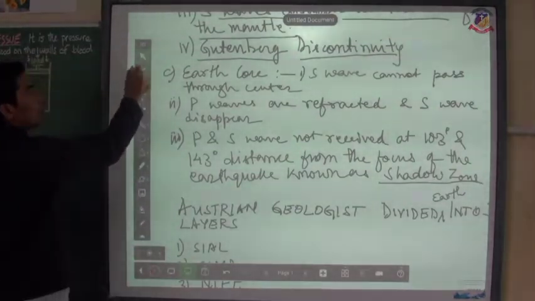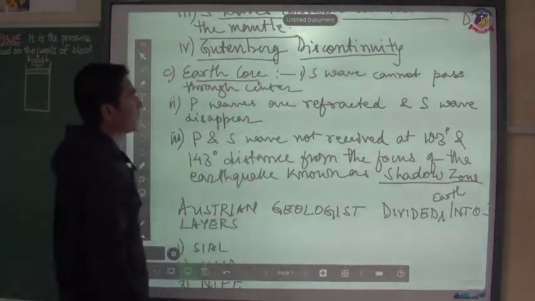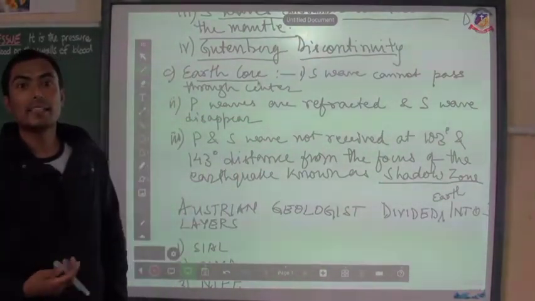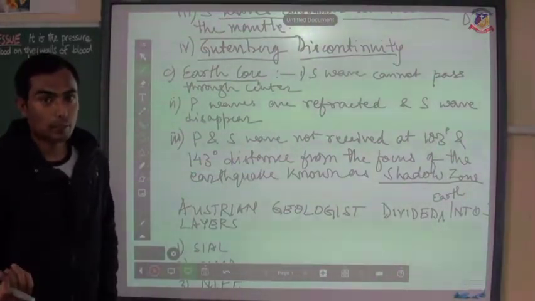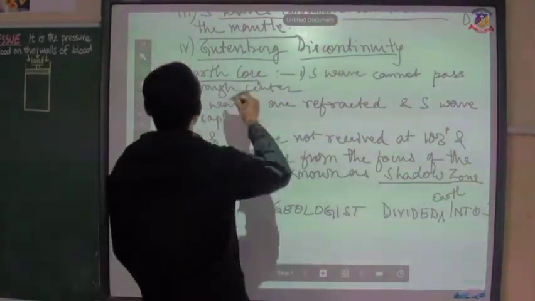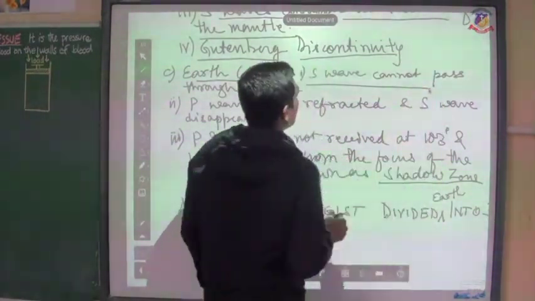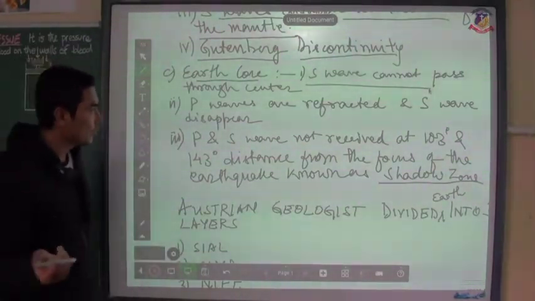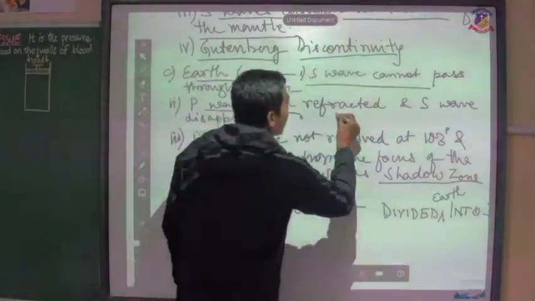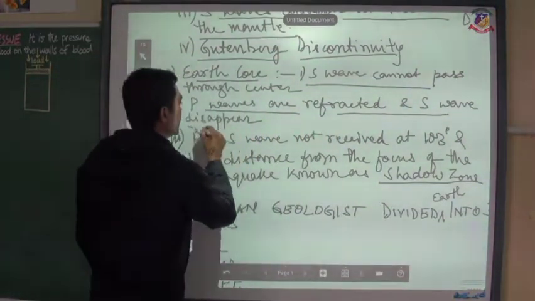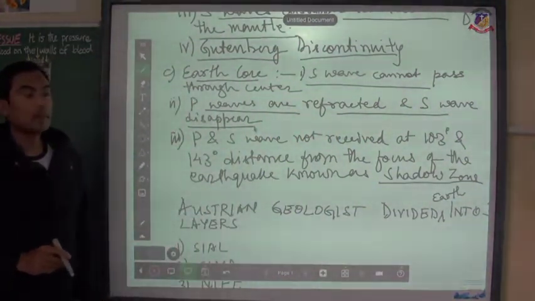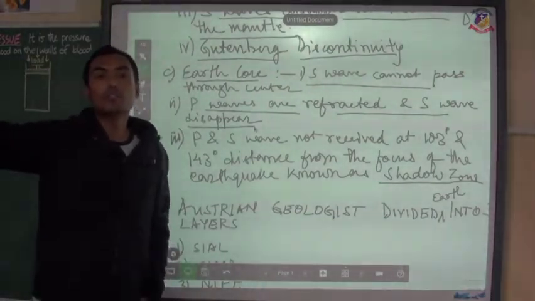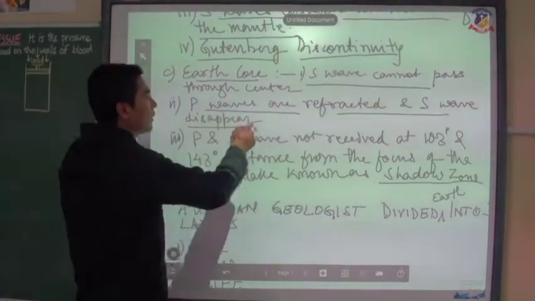Now the next point is the earth core. Clear? The earth core means the central portion, which is said to be in a semi-liquid form. As it is in a semi-liquid form, the secondary waves cannot pass through the center. Primary waves are refracted and secondary waves disappear. Primary waves get refracted, meaning they get reflected at a different angle, and the S waves disappear.